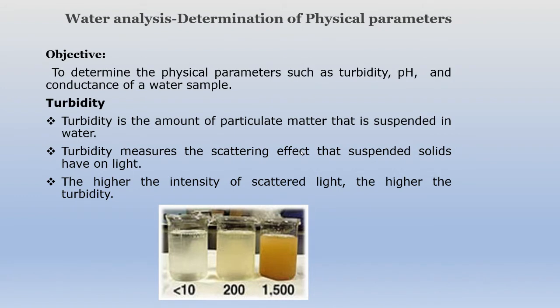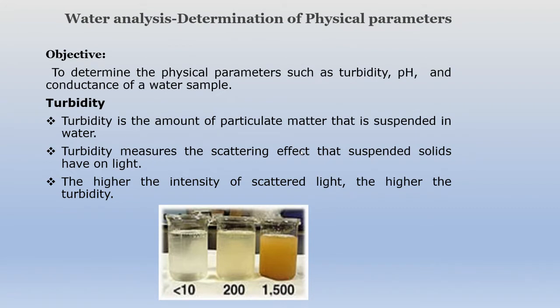Particulate matter means solid and liquid particles that are suspended in air. And turbidity measures the scattering effect that suspended solids have on light. So suspended solid means solid particles remain in suspension in water as a colloid. The higher the intensity of scattered light, the higher the turbidity.